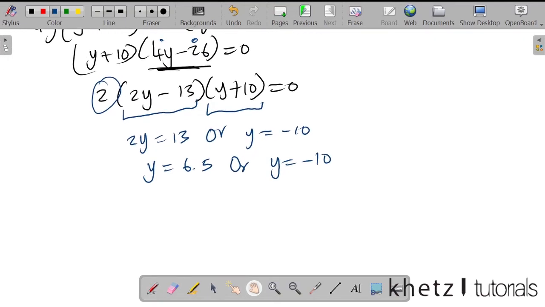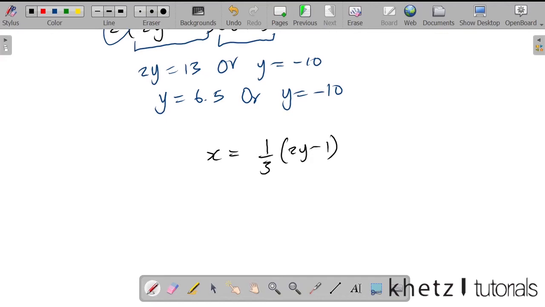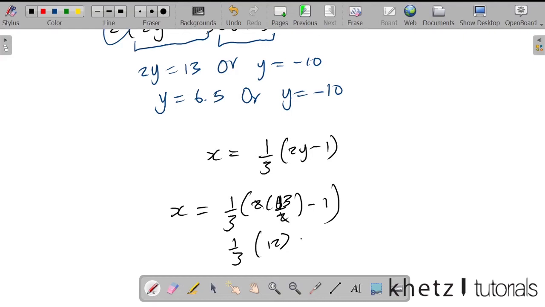Now we're going to take this y and substitute it back into the formula that said x is equal to a third of 2y subtract 1. And therefore, we're also going to expect to have 2 x values because we have 2 y values. So x, when substituting your 6.5, you're going to have 6.5, which is also 13 over 2, subtract 1. That will cancel out with that. Then you're going to have 1 over 3 of 12, which is 4.